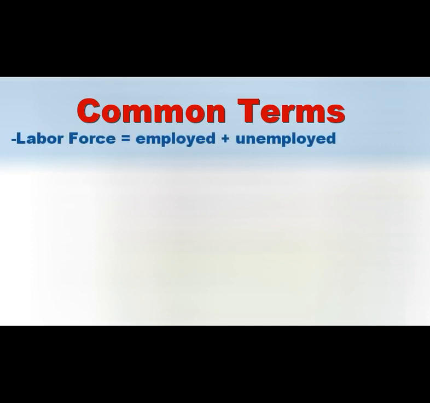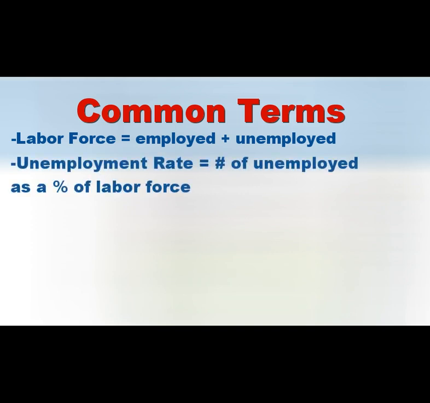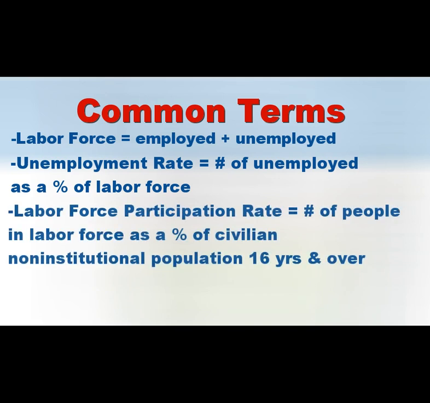Labor force is defined as the sum of employed plus unemployed. The unemployment rate is defined as the number of unemployed as a percentage of the labor force. The labor force participation rate is the number of people in the labor force as a percentage of the civilian non-institutional population 16 years and over. So with this, it's important to understand that the labor force participation rate includes the employed and unemployed, but it doesn't include people that are marginally attached to the labor force or the discouraged workers.